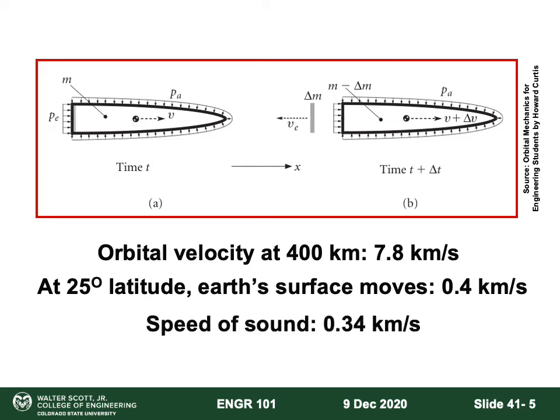For reference, also, the speed of sound is 0.34 kilometers per second. So from that, you can see that orbital velocity is more than 20 times the speed of sound. And the equation for kinetic energy is 1/2 mv squared. And this is the kind of energy that is the primary energy that something will have when it orbits.